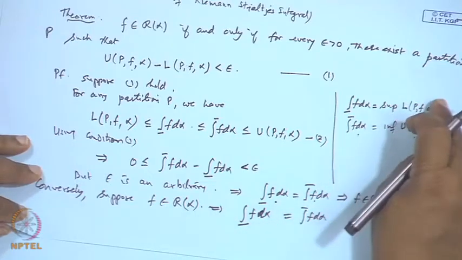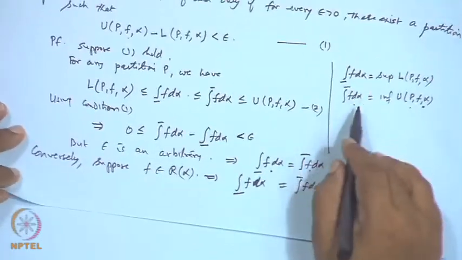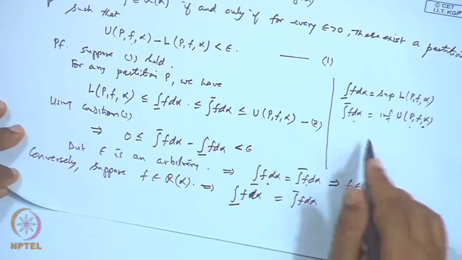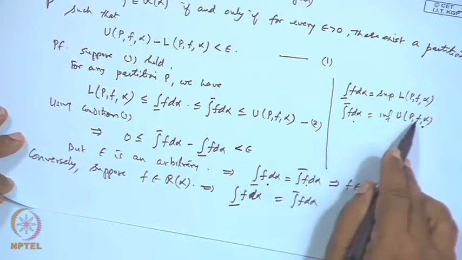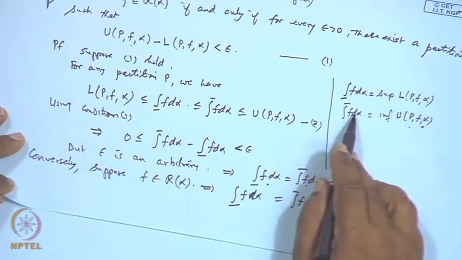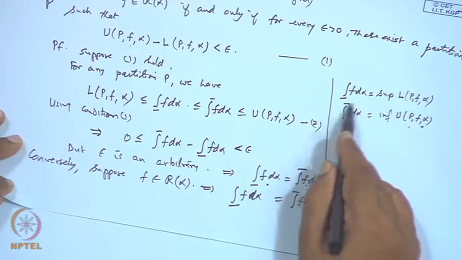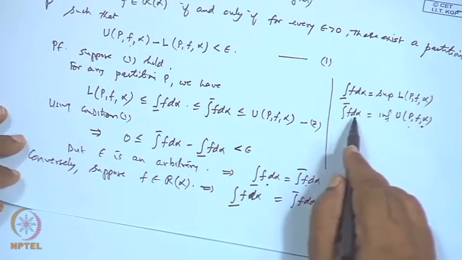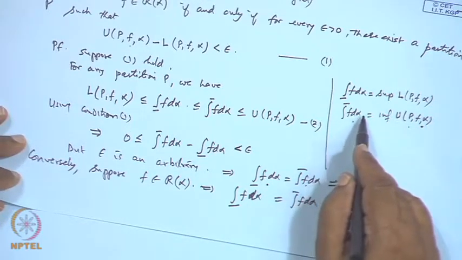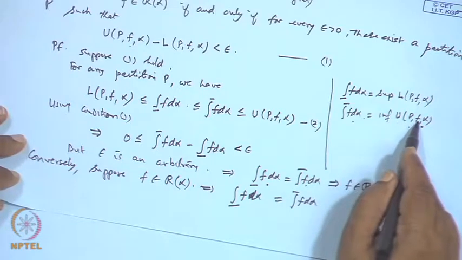Now, use this. If I remove the infimum, then because this is the infimum value, this will remain less than this value. So, if I take a number slightly higher than this, then there will exist a partition P 2 where this value plus epsilon will be greater than this number.